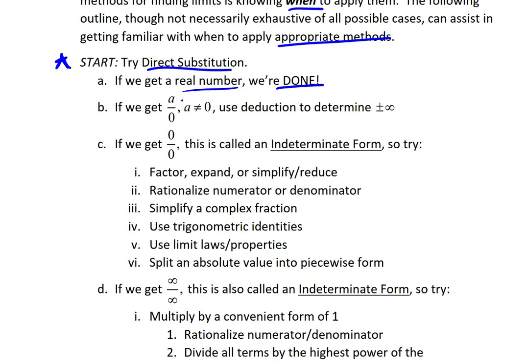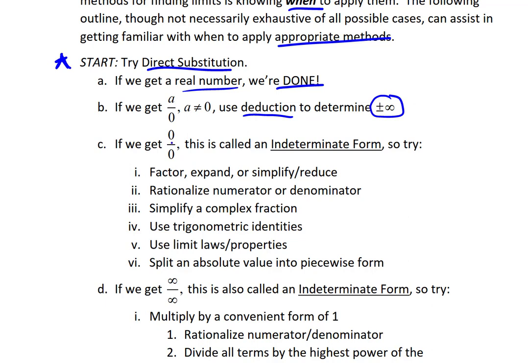So if we get a over 0, where a is not 0, some non-zero number over 0, then we're going to use deduction to determine the result being either positive or negative infinity. There's an entire video on that process, but we'll see it in some examples here as well.